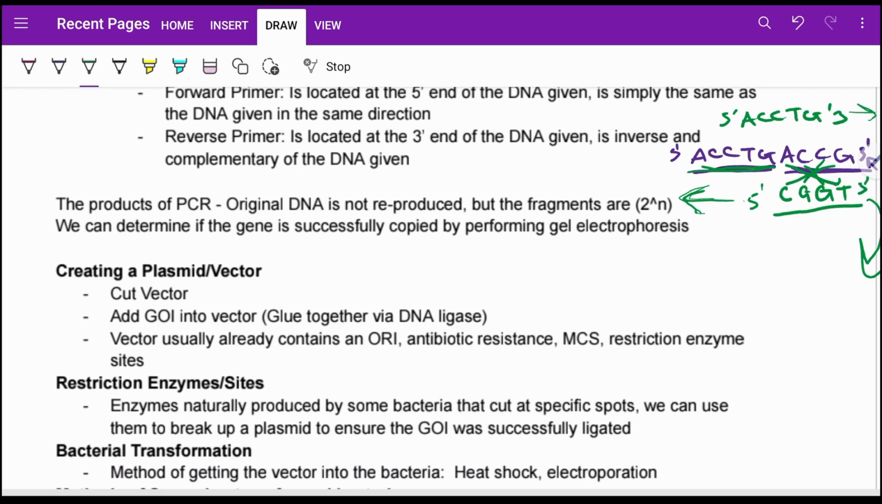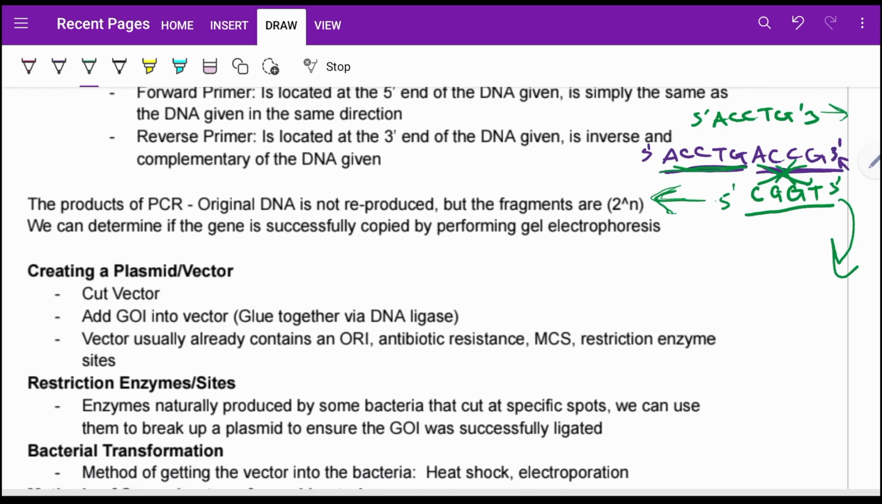And for the products of PCR, the original DNA will have 2 copies because it was split and then reproduced, but all of the other copies will just be fragments of exactly what we want between those 2 primers, and we can calculate it using 2 to the n, where n is the number of times it reproduces.